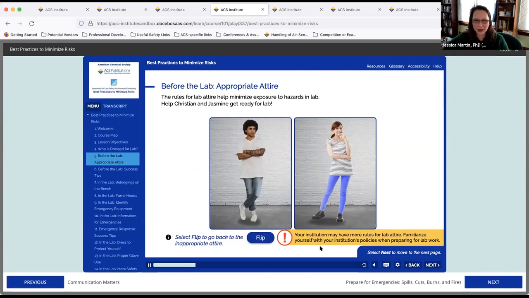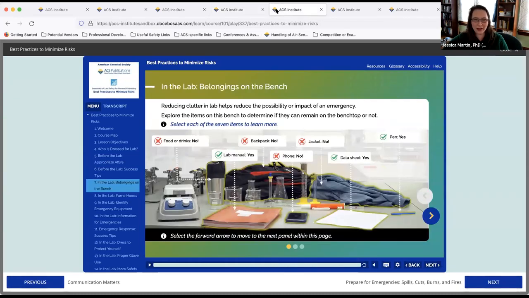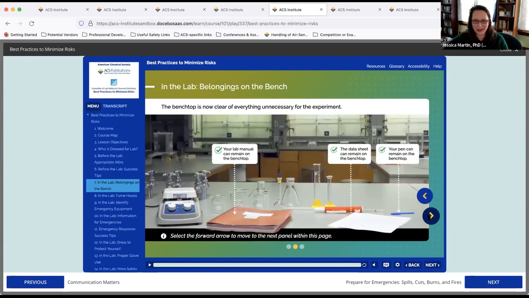After they go through this click and reveal activity, they can then flip the images to change the outfits. We also have a note that encourages learners to check the rules for lab attire at their own institutions, as these may vary based on identified risks. Learners are also prompted to examine a cluttered lab bench to determine what stays and what must go. They then get to clear that lab bench of the unnecessary items by clicking to the next page.